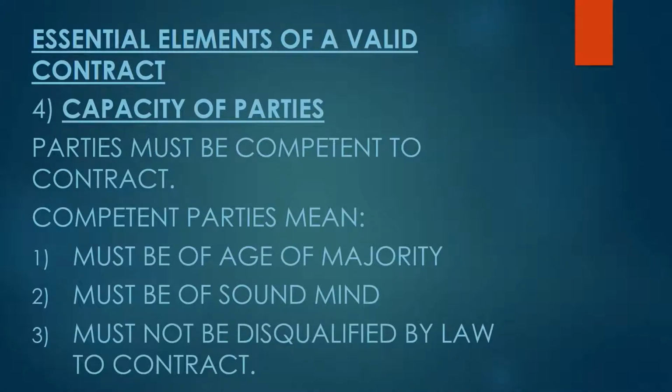Third, the parties must not be disqualified by law to contract. There are certain people who are disqualified by law from contracting, like alien enemy, ambassador and sovereigns. I will discuss this later in my slides, but for now, just remember these things. The parties must be of the age of majority, they should be of sound mind, and they must not be disqualified by law to contract. Okay.